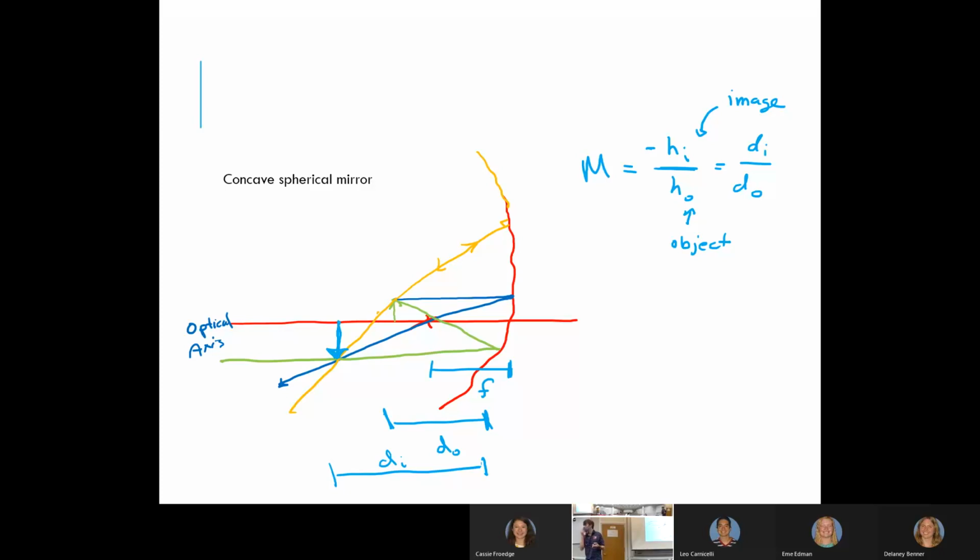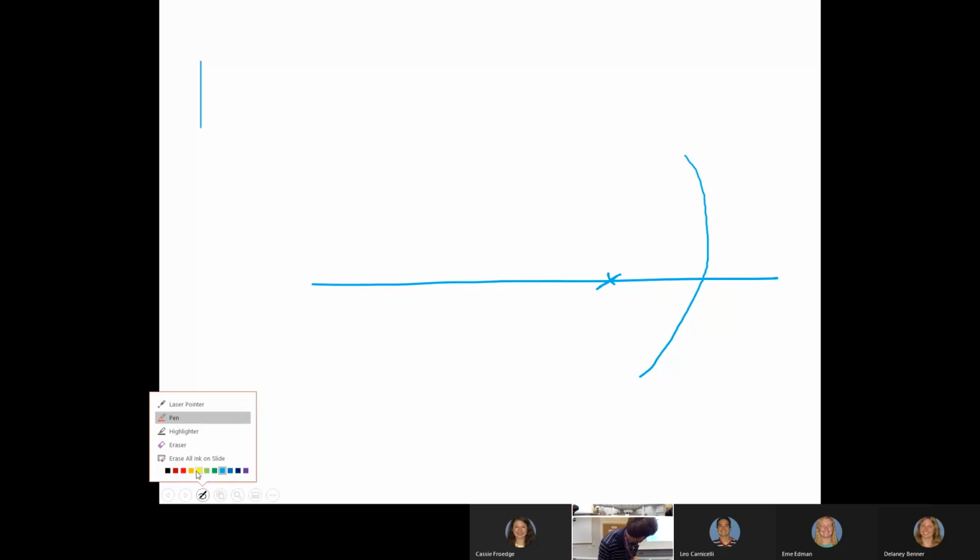Sorry, I'm way off book here, but in other words, where should I put my object if I'm not going to form an image at all? Let's just redraw it. Here's our optical axis. Hopefully that's on the page. Try that again. Here's our optical axis. We'll pretend that we have a mirror. That's a little bit better. Here's my focal point. If I don't want an image to form, where should I put my object?